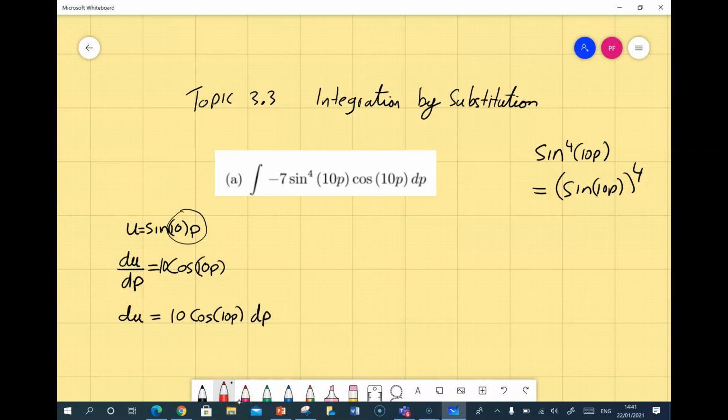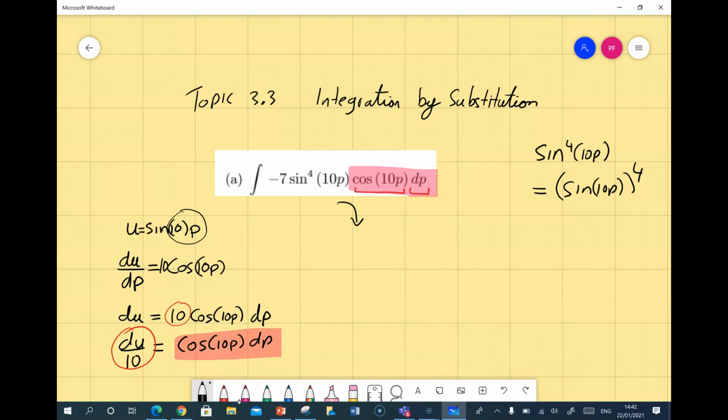Now we check our equation. I have a cos 10p and I have a dp. That's perfect. The only problem is this 10 here I don't have. So I want to get rid of him. So I'll bring him back over. He's multiplying where he is, so when he comes over, he divides. I can now see what I have here makes up a portion of what I have in my original integral. So I can replace cos 10p dp with my du over 10.